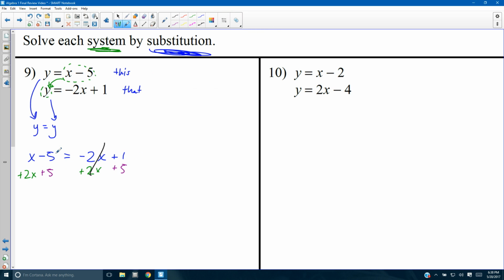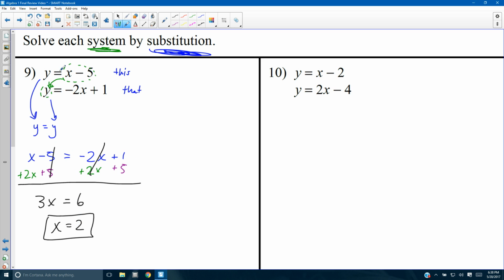Negative 2x plus 2x is 0. Negative 5 plus 5 is 0. x plus 2x is 3x. 1 plus 5 is 6. 3 times the number is 6. That number is 2. When you divide by 3, that's the number you get. So, x is 2. What is y?